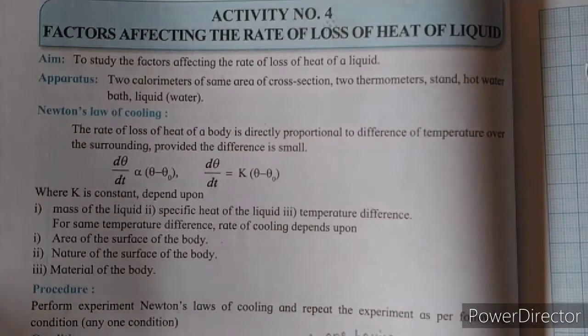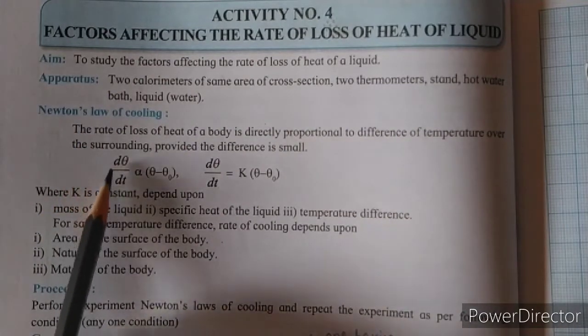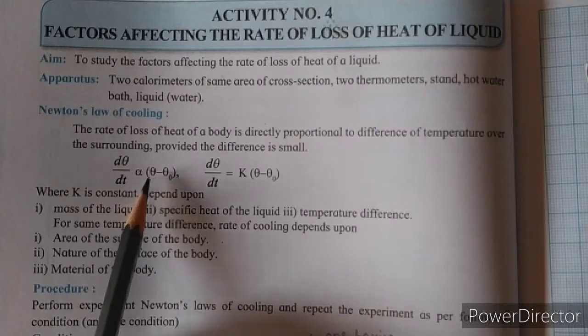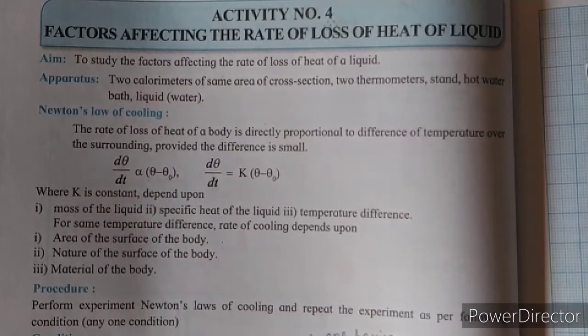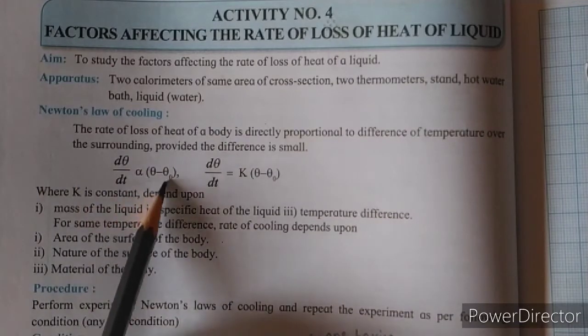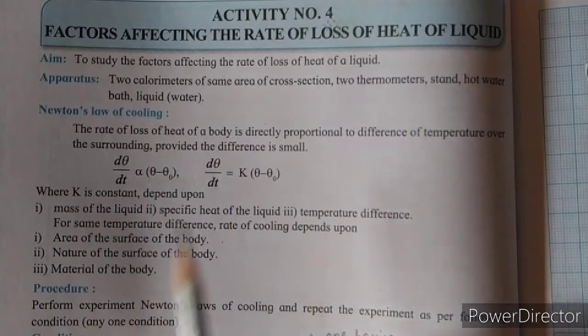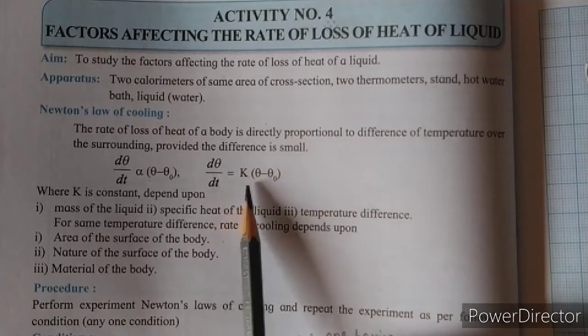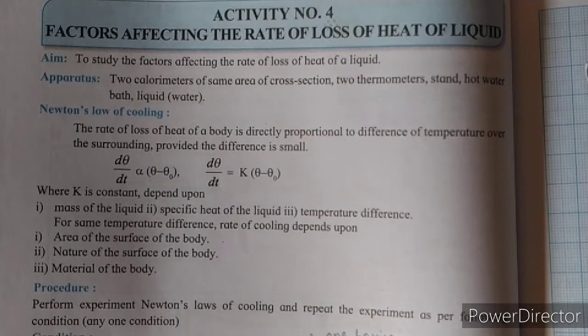Newton's law of cooling states that the rate of loss of heat is directly proportional to the excess temperature of a body. That is, d theta upon dt is directly proportional to theta minus theta 0. So d theta upon dt is equal to k times theta minus theta 0.